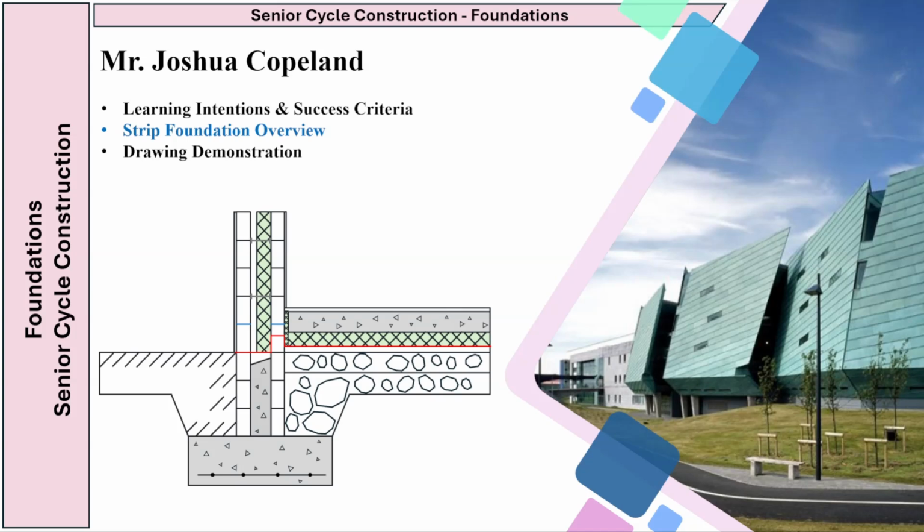Our learning intention was to describe and draw a strip foundation. Our success criteria were to identify its key parts, explain when it's used, draw it accurately to scale, and identify an advantage and a disadvantage. We also learned that a strip foundation is simple and cost effective, but it's not ideal for weak ground conditions.